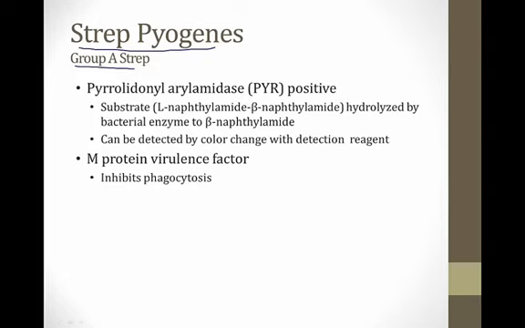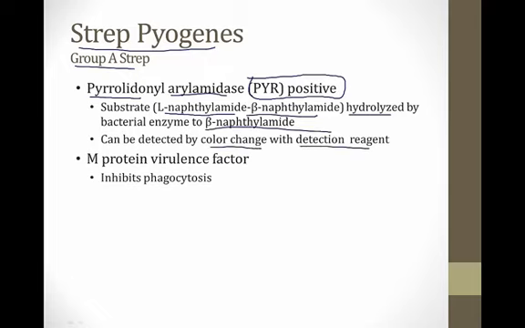Strep pyogenes has an enzyme called pyrrolidonyl arylamidase, and that's a mouthful. Most people just say it is PYR positive. This enzyme can hydrolyze a substrate called L-pyrrolidonyl beta-naphthylamide, and when it hydrolyzes it, it converts it into beta-naphthylamide, and this can be detected by a color change with a detection reagent.